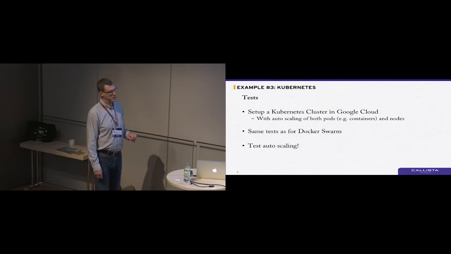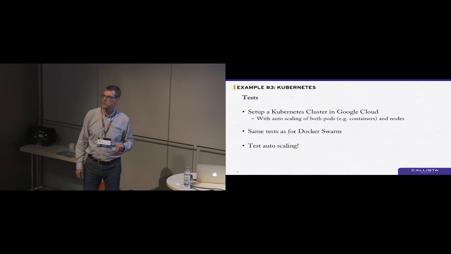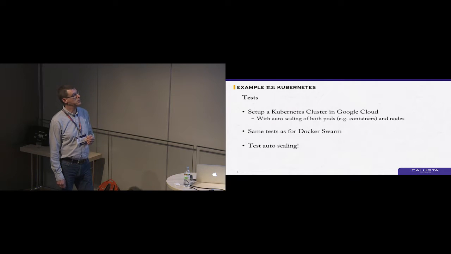So I tried that out, and this time I decided to go to the cloud. So I set up a Kubernetes cluster in Google Cloud, and then I also could enable autoscaling, both of pods, that's basically containers, and nodes for the Kubernetes cluster. And then I ran the same test as for Docker Swarm, but also verified autoscaling.